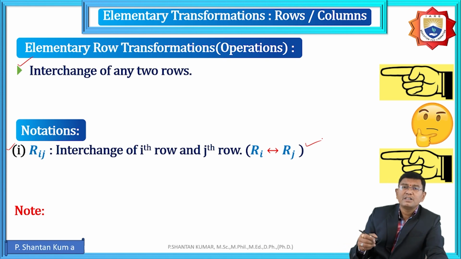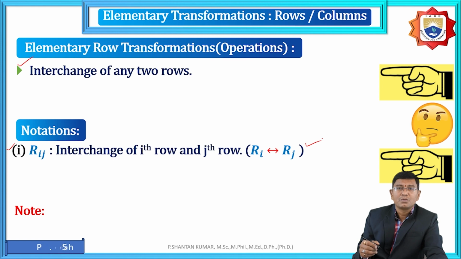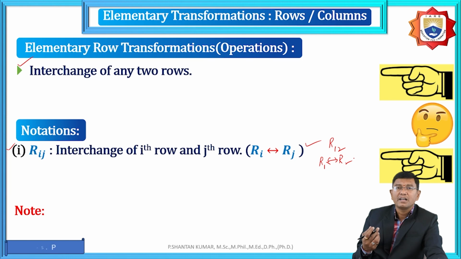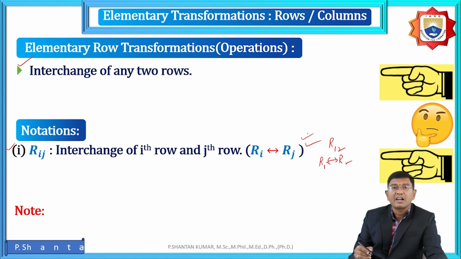For example, replacing i equal to 1 and j equal to 2, we get R12, which is nothing but R1 interchanged with R2. Not only that, it could be R2 interchanged with R3 or R1 interchanged with R3, whatever it may be. This is the meaning of the interchange of any two rows, denoted Rij, or Ri interchanged with Rj.